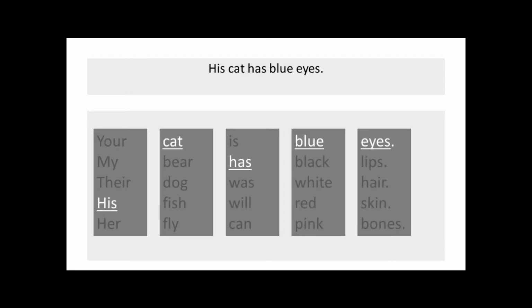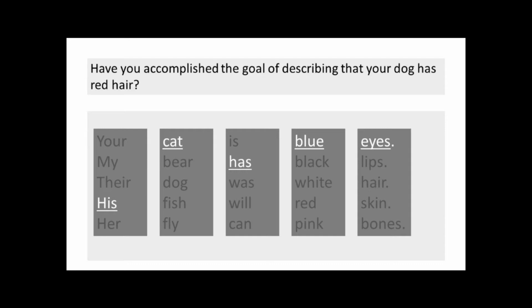Looking back at our example and the terms you have chosen, "his cat has blue eyes," have you accomplished the goal of describing that your dog has red hair? No, you have not. Is your sentence true or false that you have accomplished the goal? False.